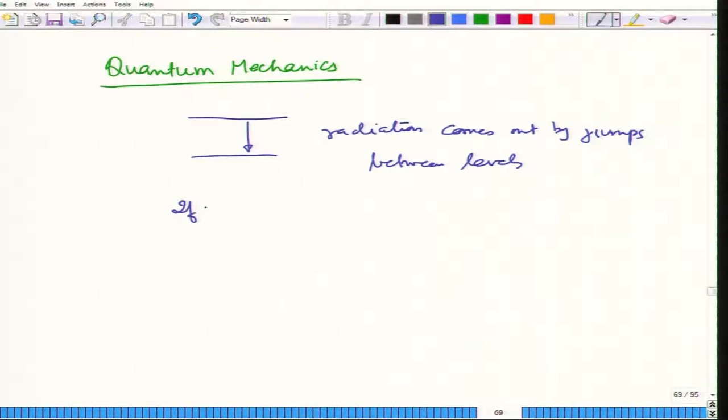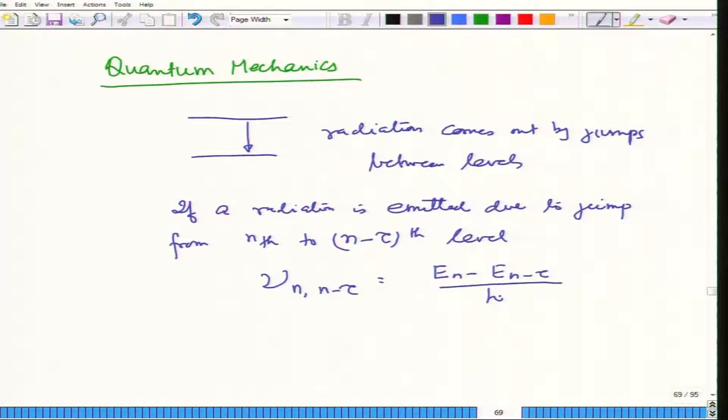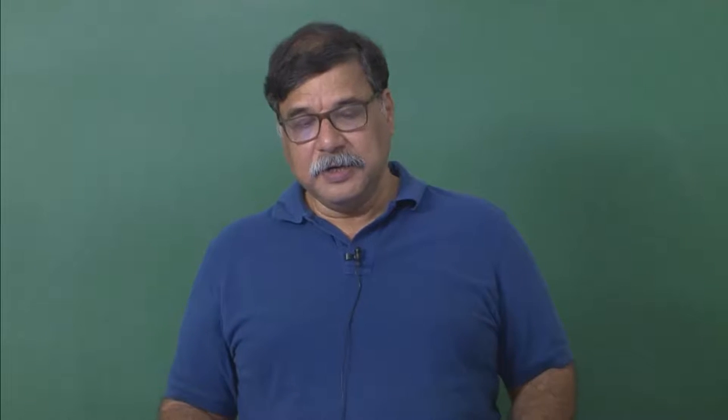Now, if a radiation is emitted due to a jump from the nth to the n minus tau th level, the frequency nu n, n minus tau is given as E n minus E n minus tau divided by h. This is given by a finite difference, right? Whereas you recall from the previous lecture, classically it is given by a differentiation with respect to j.